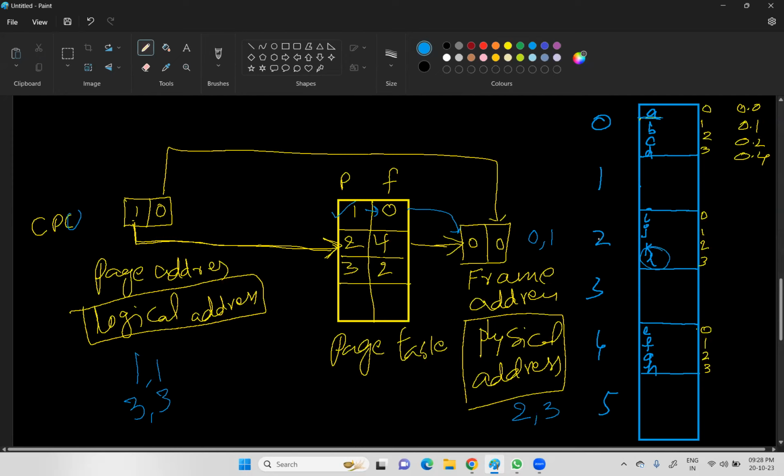Like this, it picks up the addresses of each and every statement by using paging. As I said just before, paging always suffers only from internal fragmentation, because each page size and each frame size is fixed. There is no change in page size and frame size. In this way, the paging operation is done. This is all about paging.